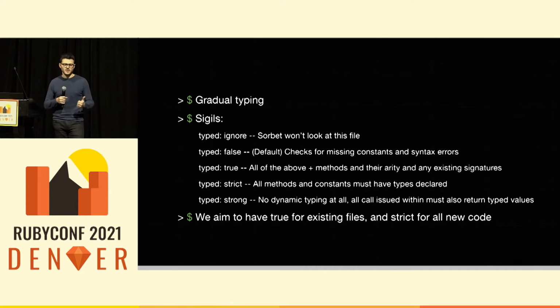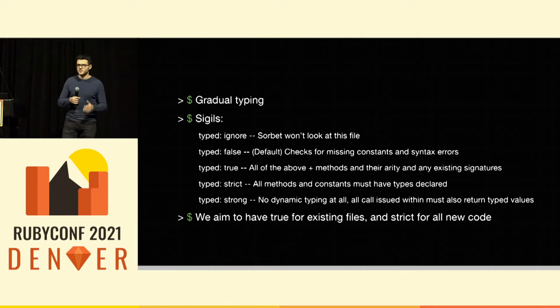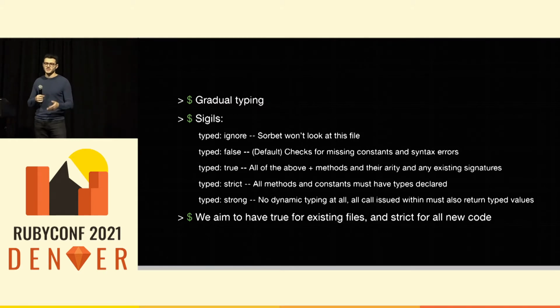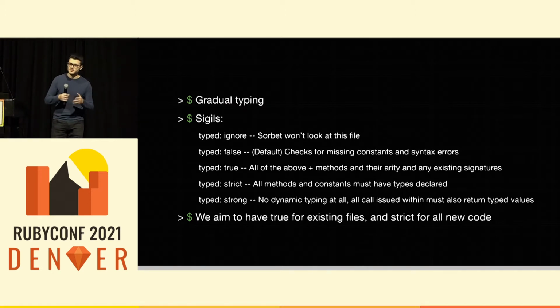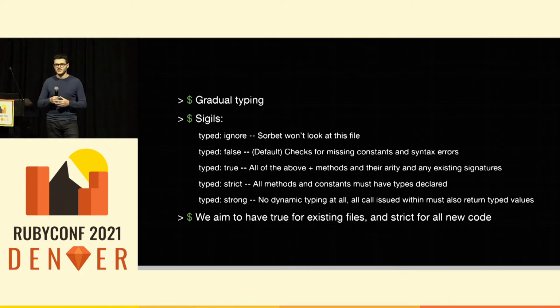And I've outlined them here. I'll walk through them quickly. Ignore, Sorbet doesn't even look at this file. False, which is the default. So if you don't have a sigil, this is how Sorbet will treat your file. It just checks for syntax errors and missing constants. Then there's type true, which does everything that false does, but it also checks that the methods that you're invoking exist, and it checks that you're passing the right number of arguments, and if you have statically typed signatures in your file, it'll check those as well.